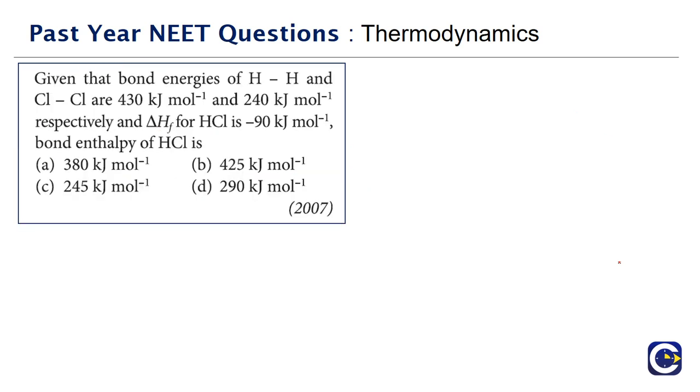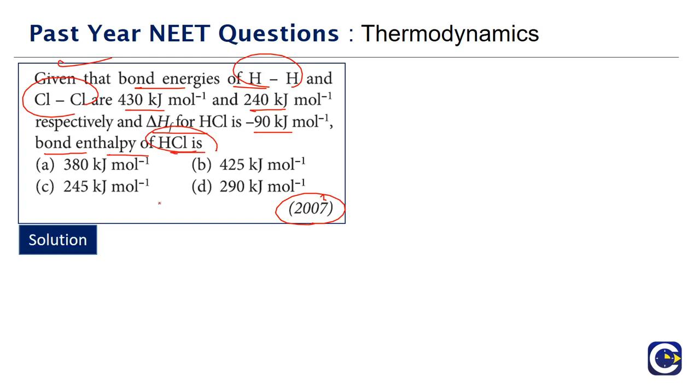Okay. Next, we'll move on to the question that has come in year 2007. Okay. Given the bond energies of hydrogen-hydrogen bond and chlorine-chlorine bond, what are the values? 430 and 240. And the delta H formation of HCl is what? Minus 90. So in fact, if you check, we have seen a similar model of question. They're asking what is the bond enthalpy of HCl.